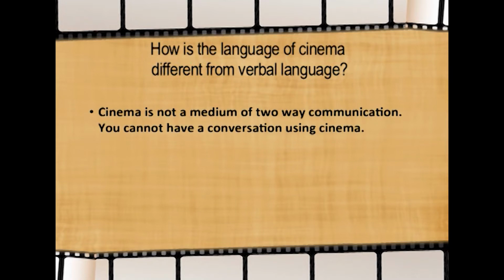With a verbal language, you have two-way communication. You ask a question, you get an answer. You make a comment, you get a reply, like that. But in cinema, you cannot have a two-way communication. Cinema is a medium of expression. So there is a creator, the filmmaker who makes the film, and there is a large number of audience who watch the film and who make meaning out of the film. So it is a one-way communication. That's how it is drastically different from spoken language.